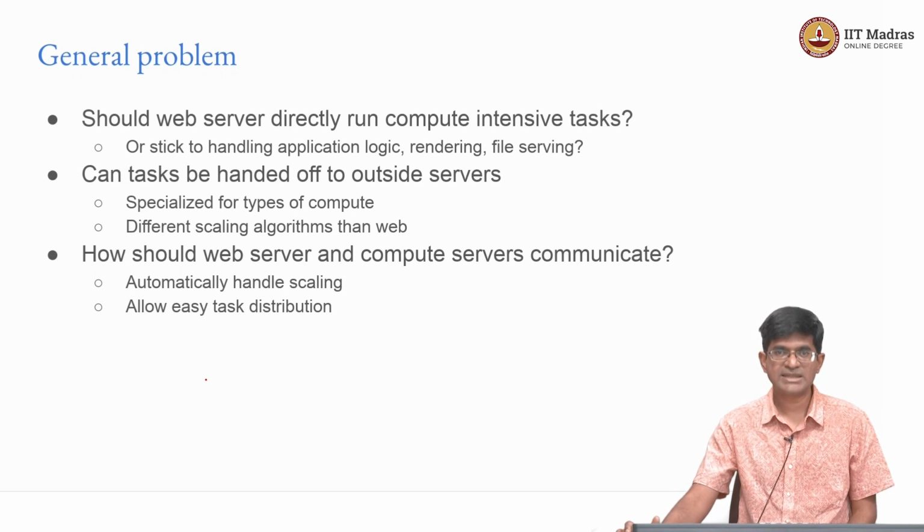So this essentially brings us to this whole notion of having a task server or something that can handle tasks that is separate from the web server, okay? And of course there are multiple questions that need to be answered over here. One of them is, how should this web server, the front end, and these compute servers communicate? How do they coordinate their activities, right? And how can we set this up in such a way that we can automatically handle scaling, right, or distribution of the tasks to different servers?